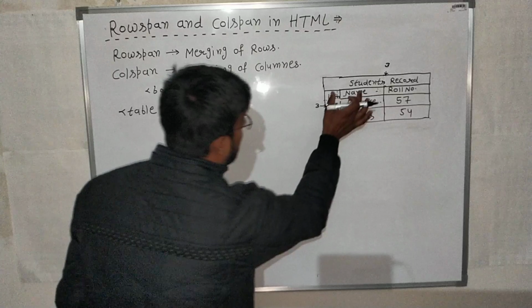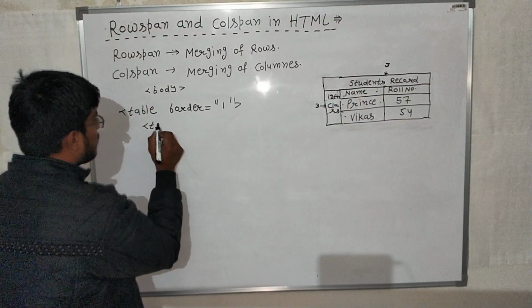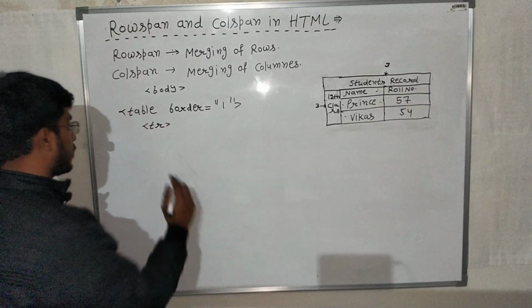So what is next? We have to make a table row, friends. So we have to write the TR tag, because we are going to make the first table row, and then the close of the table row, like that.